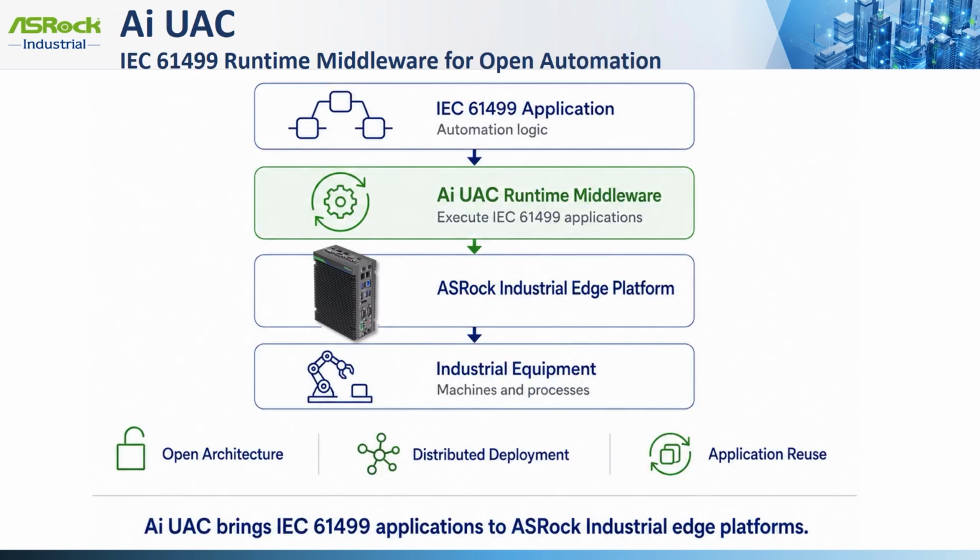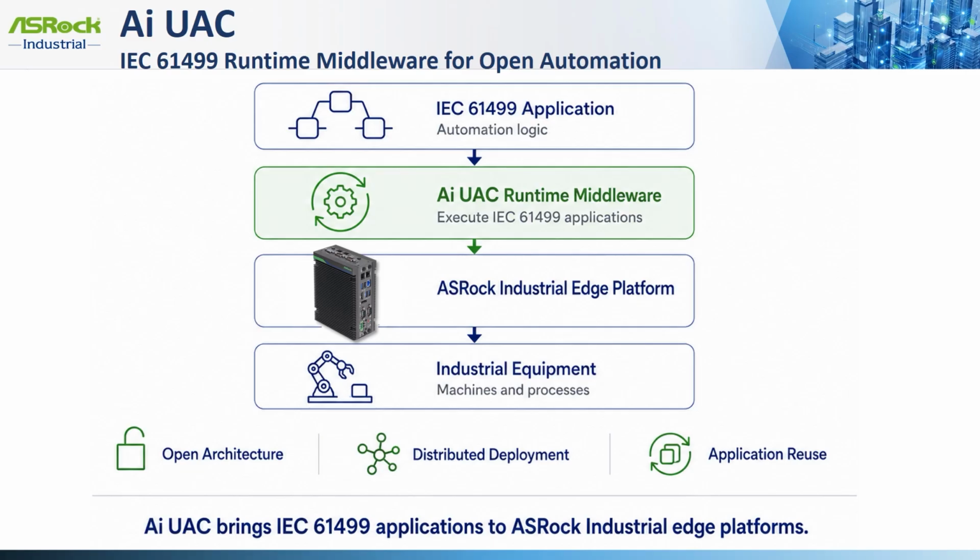Let's start with AiUAC. AiUAC is our IEC 61499 runtime middleware. It's not the automation application itself. Instead, it provides the execution environment that runs IEC 61499 applications on ASRock Industrial Edge platform. Why does this matter? Traditional industrial control systems often tie software closely to specific hardware.